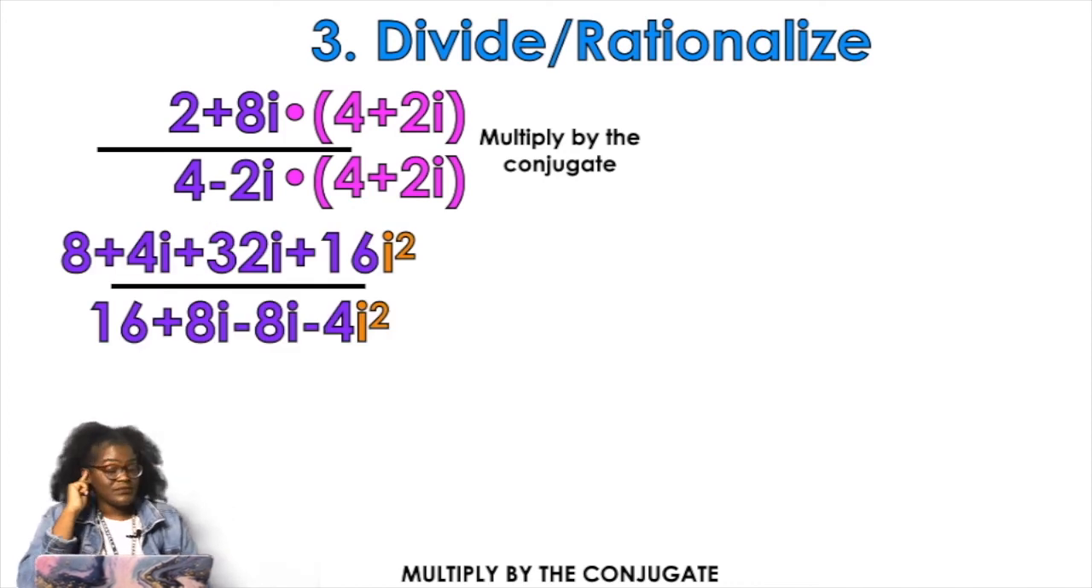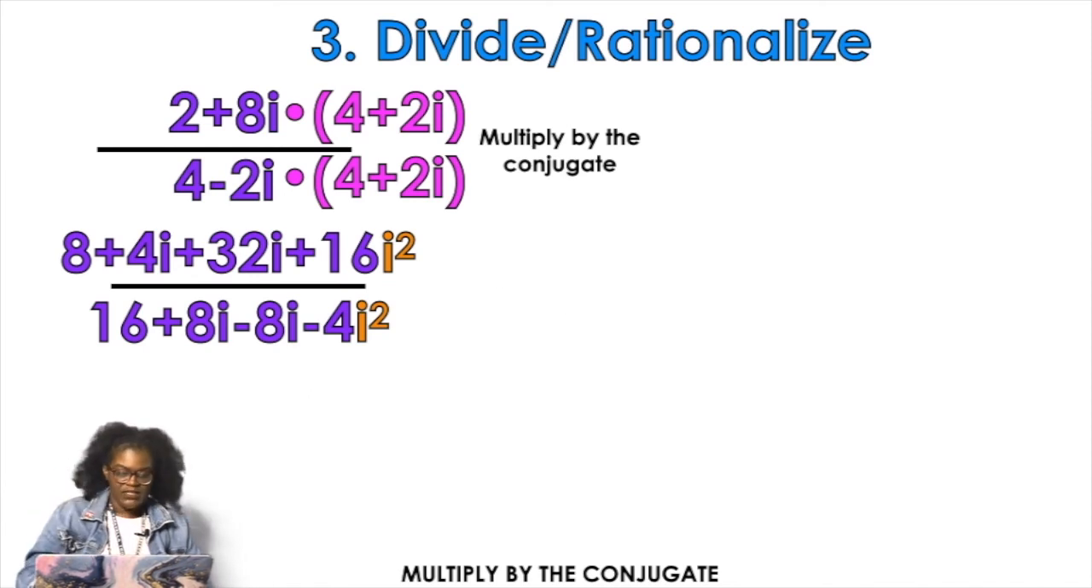So 4 times 2 is going to be 8, and then 2 times 4 is going to be 8, 2 times 2i is 4i, and then 8i times 4 is 32i, and 8i times 2i is 16i squared. And then on the bottom, we have 4 times 4, which is 16, 4 times 2i, which is 8i, negative 2i times 4 is negative 8i, and then negative 2i times positive 2i is negative 4i squared. Okay, so pay attention to that.